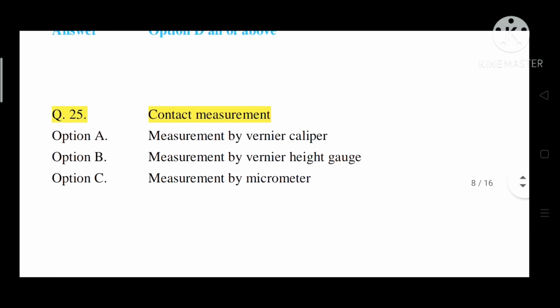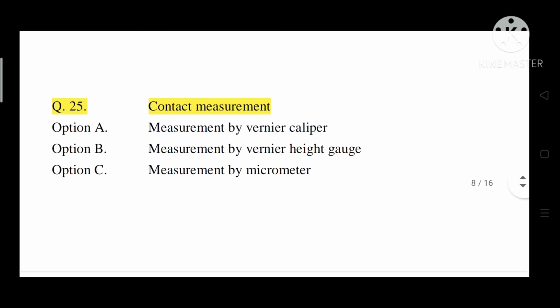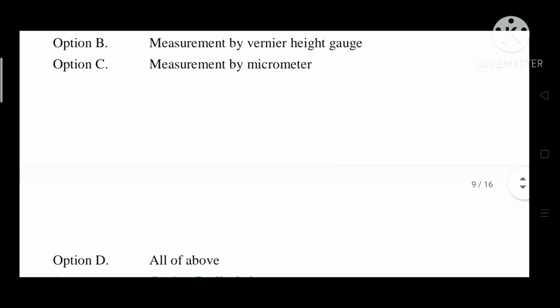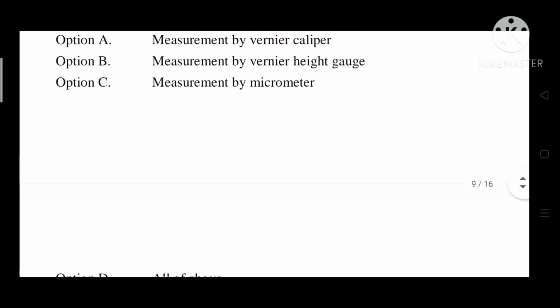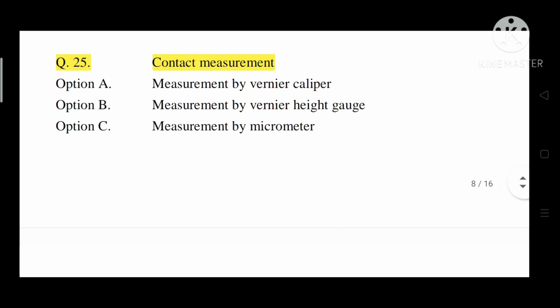Question number 25. What is contact measurement? Options are: option A, measurement by vernier caliper; option B, measurement by vernier height gauge; option C, measurement by micrometer; and option D, all of the above. So the correct answer is option D, all of the above, because all are making contact with the object or part. So that is why all options are correct.